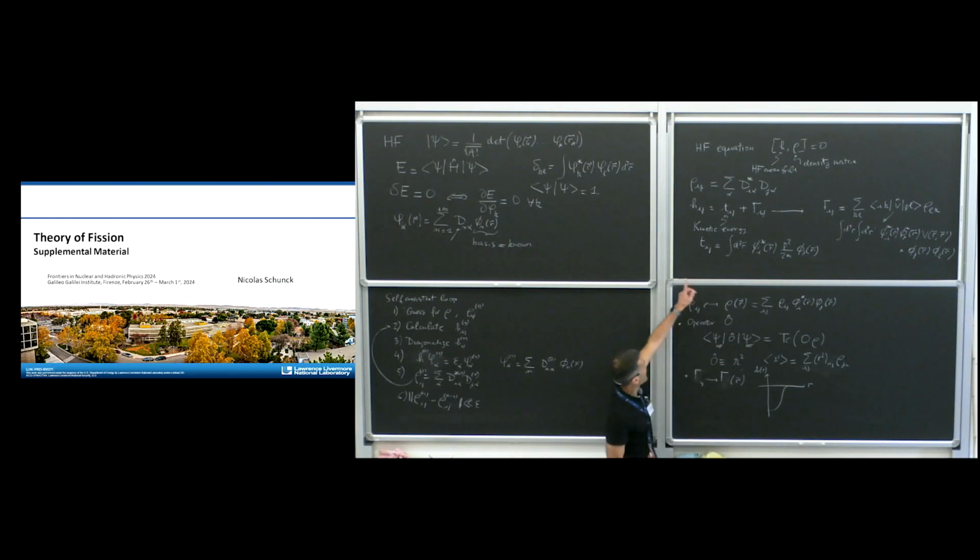Actually, I should say the mean field part is this component here. The Hartree-Fock Hamiltonian also contains the kinetic energy. The mean field part is just the potential part, and the potential part is going to look like the usual thing, and here this is going to be of the order of minus 50 MeV or so.